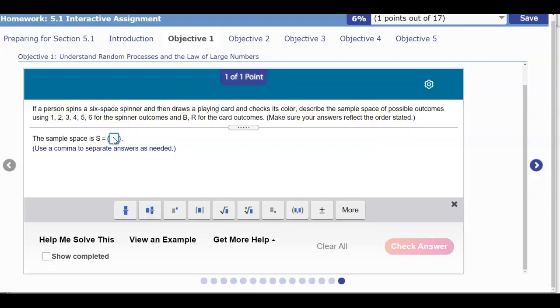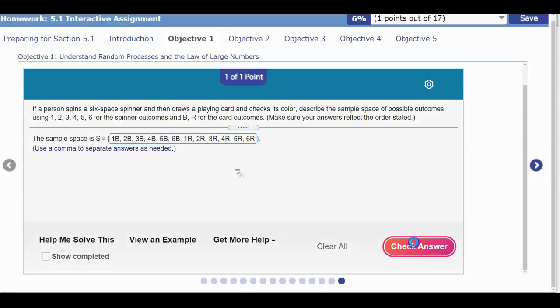So in our sample space we have 1B, 2B, 3B, 4B, 5B, 6B. And then we have 1R, 2R, 3R, 4R, 5R, and 6R. And make sure that you don't have a comma at the end or at the beginning, and there's your answer.